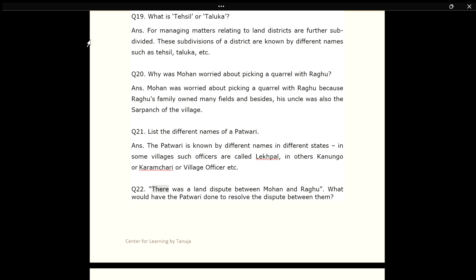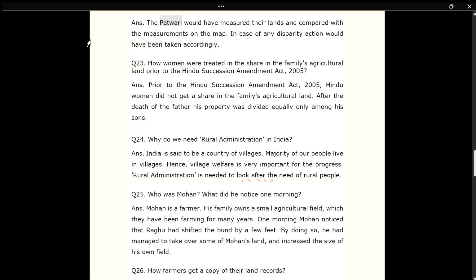Q22. There was a land dispute between Mohan and Raghu. What would the Patwari have done to resolve the dispute between them? Ans. The Patwari would have measured their lands and compared them with the measurements on the map. In case of any disparity, action would have been taken accordingly.